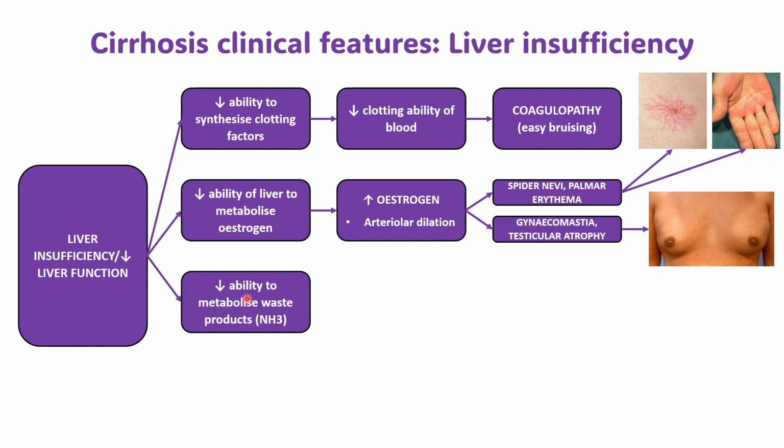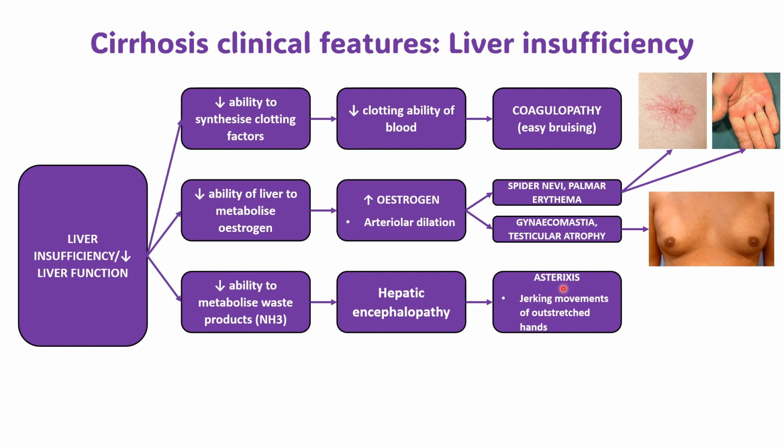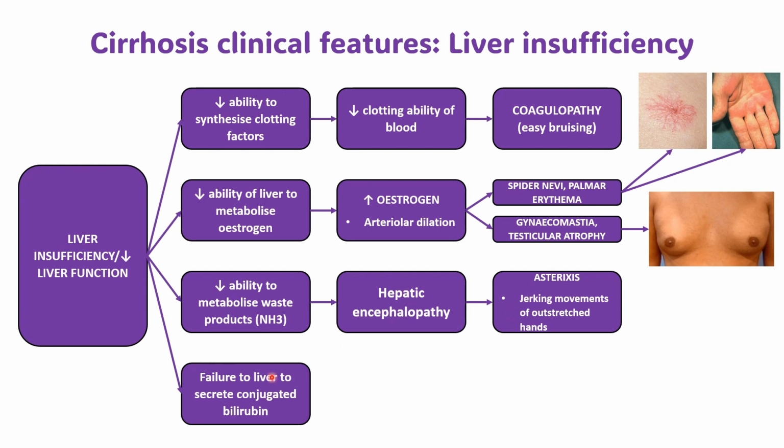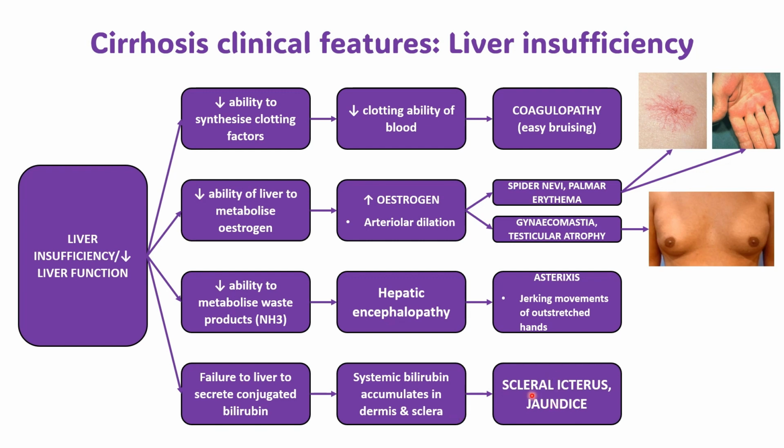The liver also has a reduced ability to metabolize waste products, particularly ammonia. This can result in a phenomenon called hepatic encephalopathy, which can result in something called asterixis, which is jerking movements, typically of the outstretched hands on examination. The liver is also going to fail to secrete conjugated bilirubin. So there's going to be an increase in systemic bilirubin, and there's going to be increased deposition within the dermis and the sclera, so the white of the eye. It's going to result in scleral jaundice and also jaundice of the skin. And this image here demonstrates scleral jaundice.